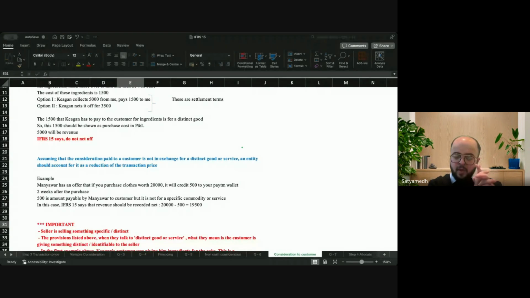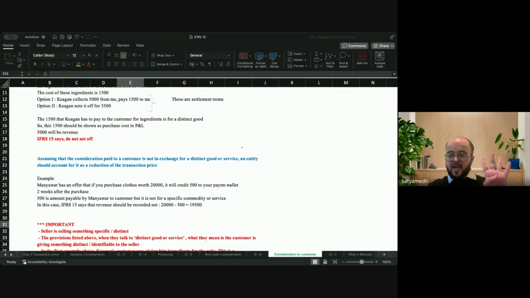So in this case, IFRS 15 specifically tells you do not account for this as a purchase. In this case, net it off and write only the balance amount in your financial statements. Consider only 19,000 as your revenue. In this example it is 500. So in case of consideration payable to a customer, if such consideration is for a specific good or service, then account for that amount as a purchase. Do not net it off. If it is not for a distinct good or service, you have to net it off and show only the net amount as your revenue.